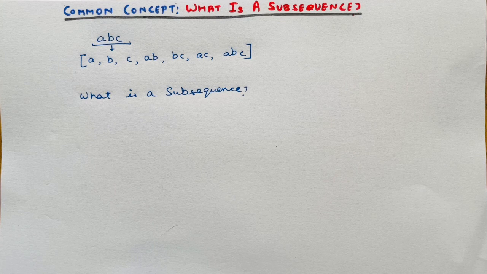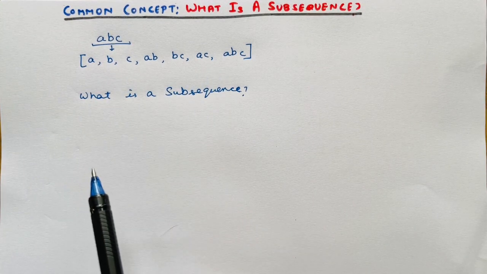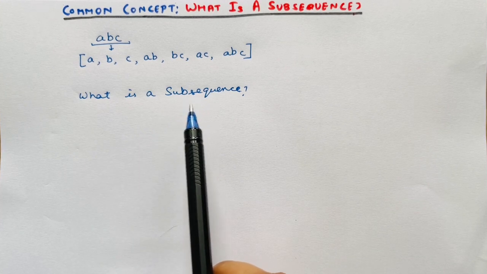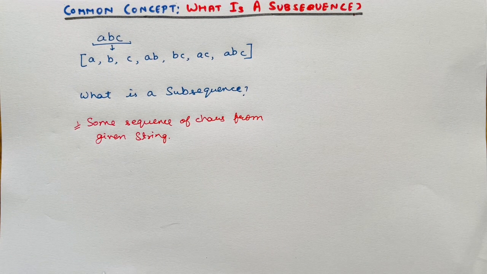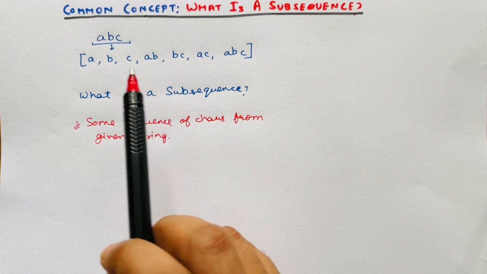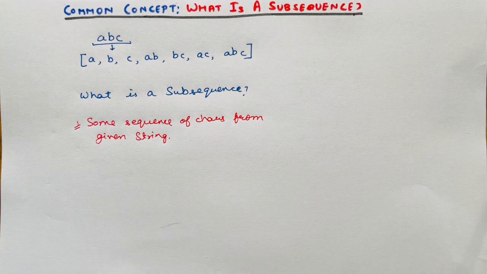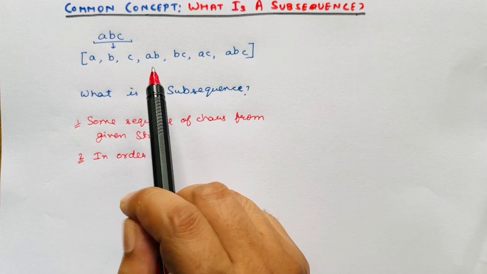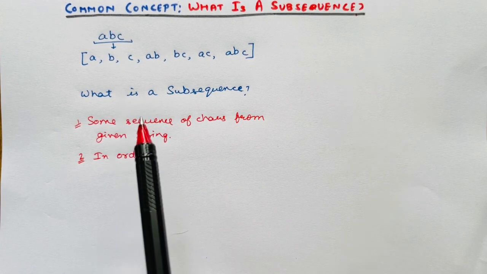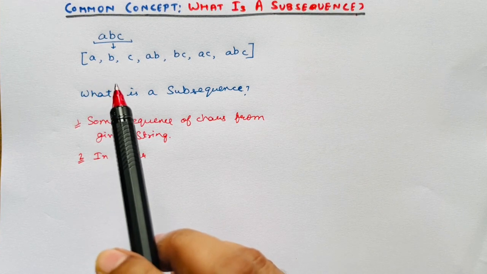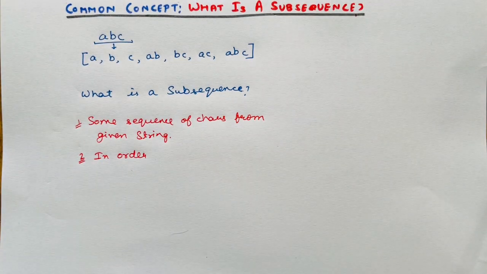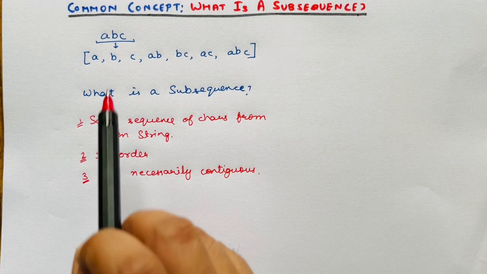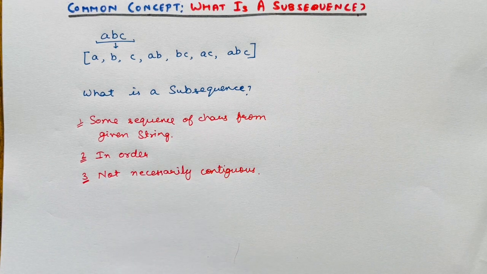Before even attempting the problem, let us first try to understand what is a subsequence. From the example given here, what can we infer? The first thing that we can infer is that subsequence is basically some sequence of characters from the given string. What else can we infer? We can see that the characters in the subsequence are in the order in which they are present in the same string. Example, AB is a subsequence, but BA is not. The third thing that we can infer is that these characters that we pick, they may not necessarily be contiguous. For example, AC is also a valid subsequence. These three conditions together applied on a string will give us the definition of a subsequence.